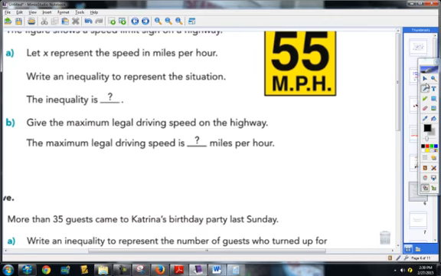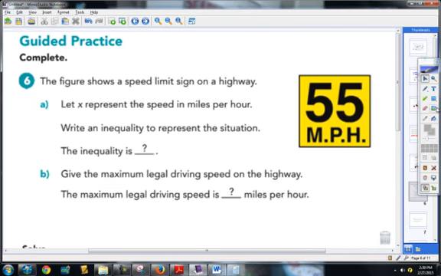Let's go up and do one more together, and then maybe I'll have you guys practice some. The figure shows a speed limit sign on a highway. Okay, so there's our speed limit. Let X represent the speed in miles per hour. Write an inequality to represent this situation. Okay. Well, if X is the speed, and I know that we're dealing with 55 miles per hour. That's the speed limit. Okay? So, you're a driver. You have to put yourself in the mind of someone who has a car and a license. Think about this.